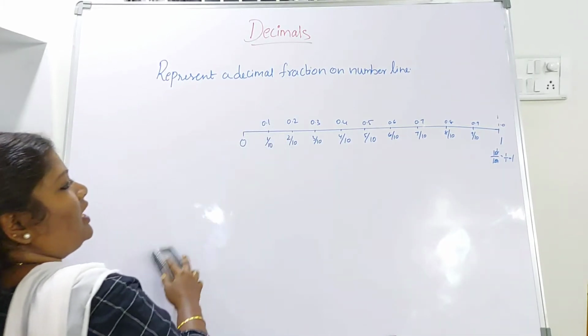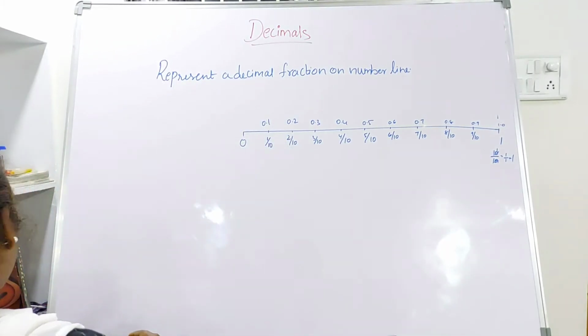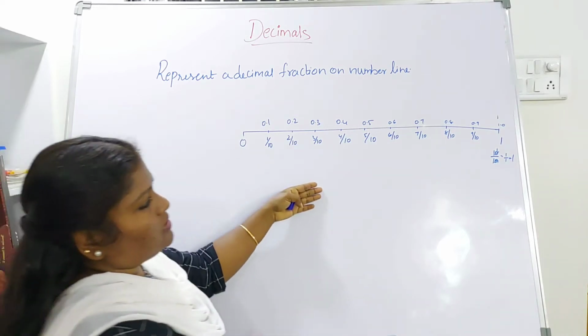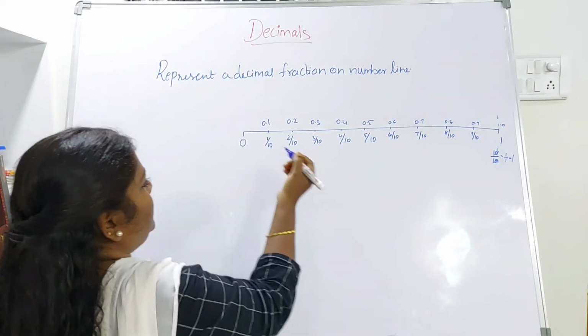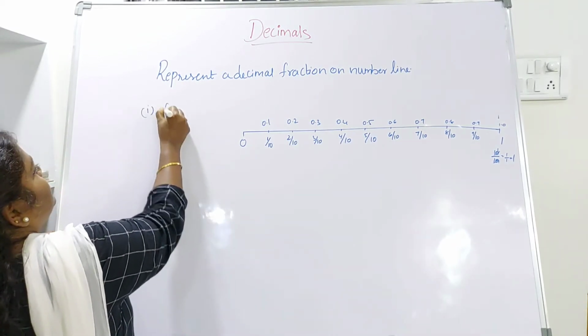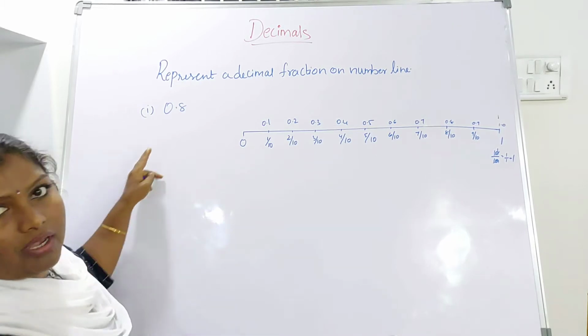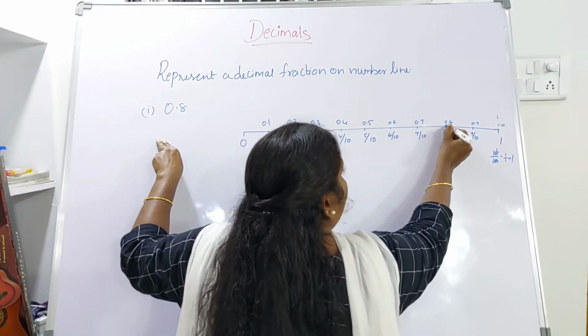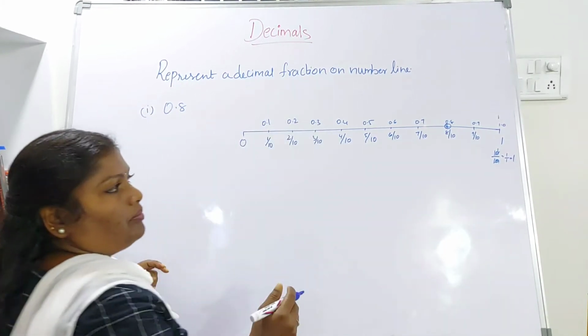Now if they ask you to represent a decimal number on a number line, this is the process you have to follow. So if they ask you to represent a decimal number, 0.8, on a number line, now here 0.8 is over here and this is that point.